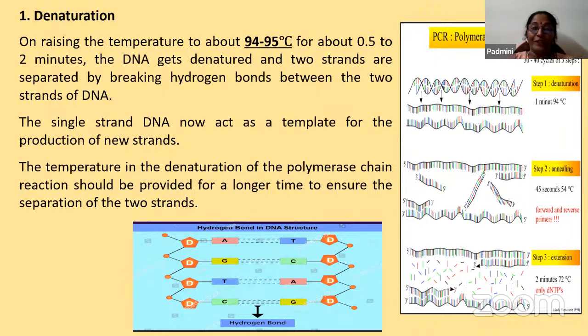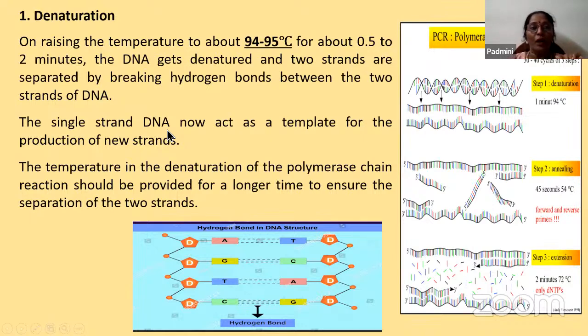So the temperature in the denaturation of the polymerase chain reaction should be provided for a longer time to ensure the separation of the 2 strands. If the 2 strands are not separated completely, then you may not be able to produce a new strand, because the primers have to attach onto the opposite side. What is this primer attaching onto the opposite side is what we'll talk about in the second step. So I hope you have understood denaturation.